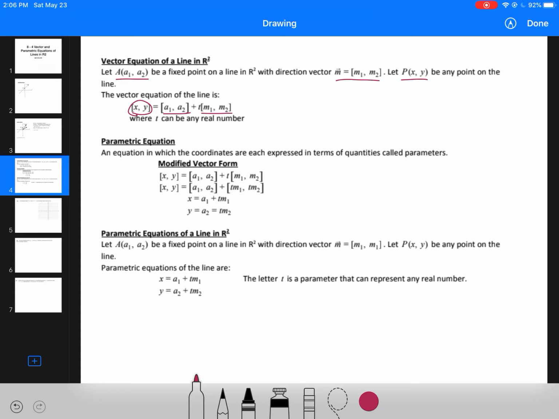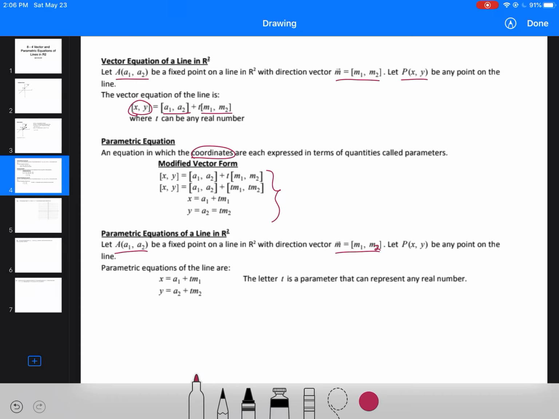To find a parametric equation, you write an equation for each of the coordinates. Here we've got the modified vector form, which is just written out and expanded along here. Now we're going to look at the summary of the parametric equations of a line. A is still a fixed point on the line. m is your direction vector. This should be m2 here. And P is any point on the line.